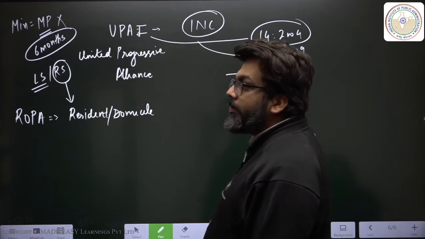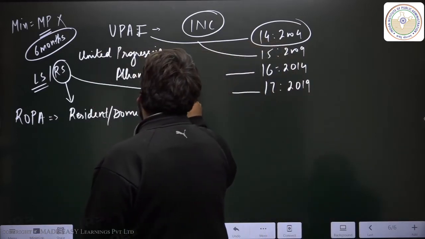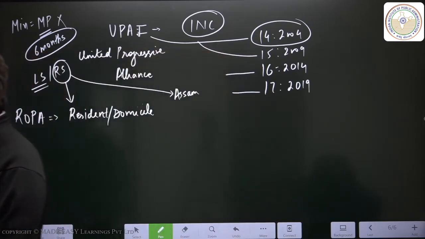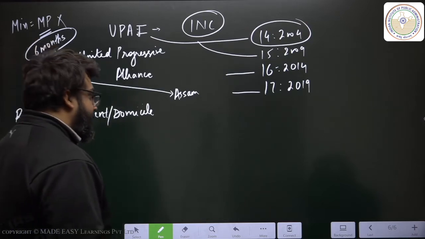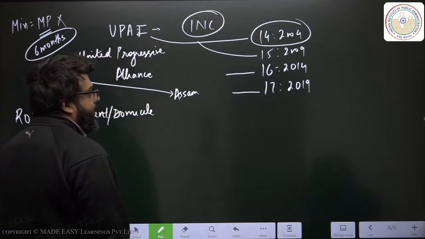The only election which was due at that time was for Assam. Do we understand this? Is this okay? But Manmohan Singh was not a resident or a domicile.